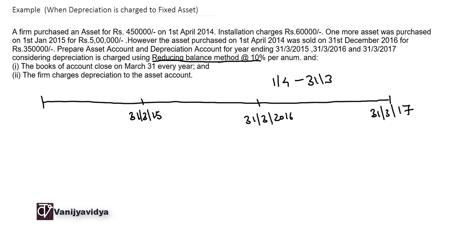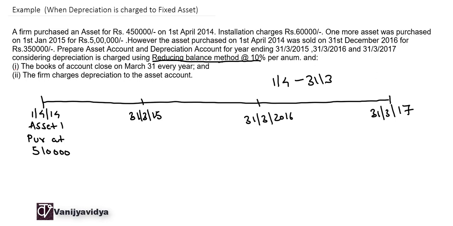So a firm purchased an asset for rupees 4,50,000 on 1st April 2014. Installation charges rupees 60,000. So 4,50,000 plus 60,000 comes to 5,10,000. So 5,10,000 is the cost of the asset which was purchased on 1st April 2014. Asset 1 purchased at 5,10,000.